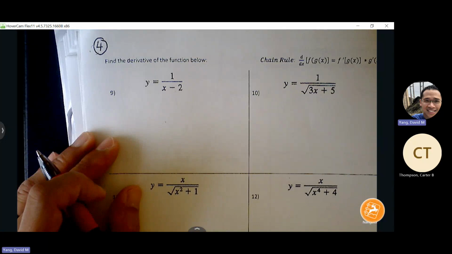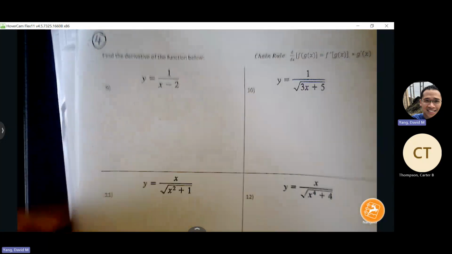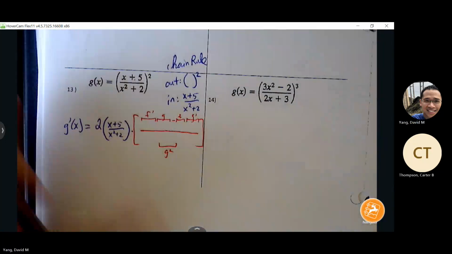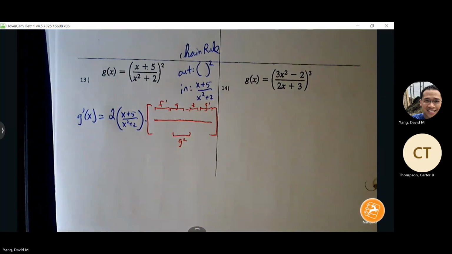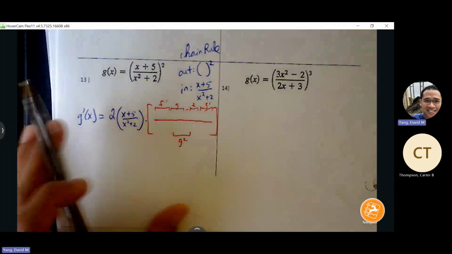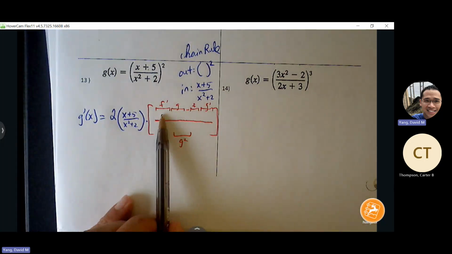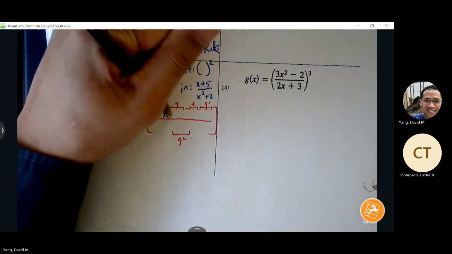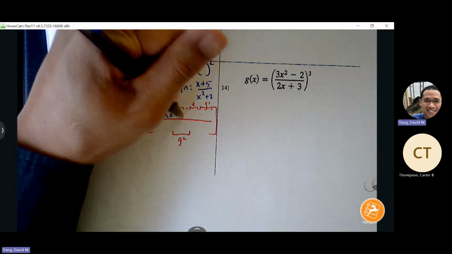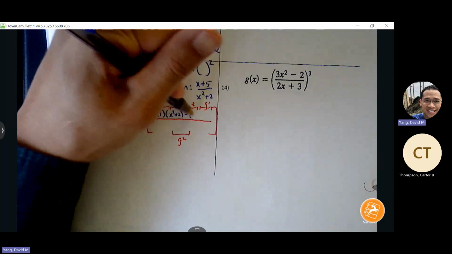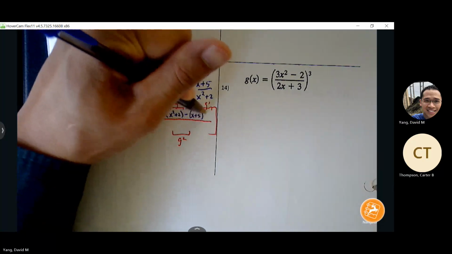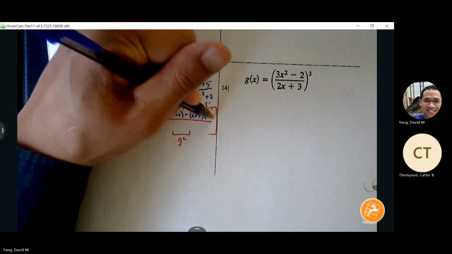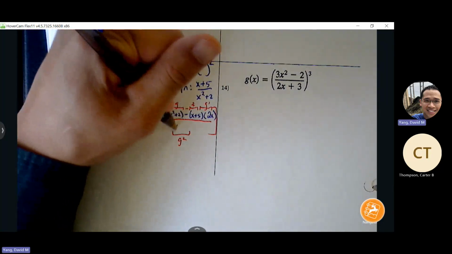We're on page 4 in the packet. We're doing a chain rule problem here. Okay, so let's fill out this portion here. What's f prime? G function. Original, yeah. Minus f. G prime. All over G squared.